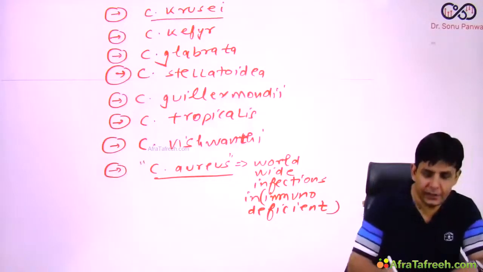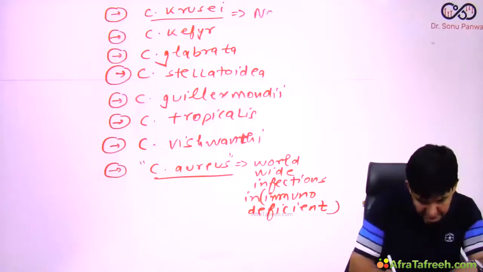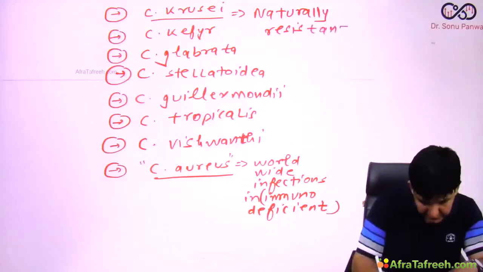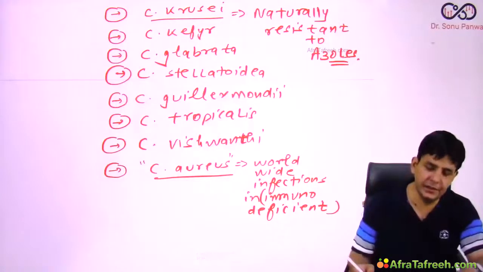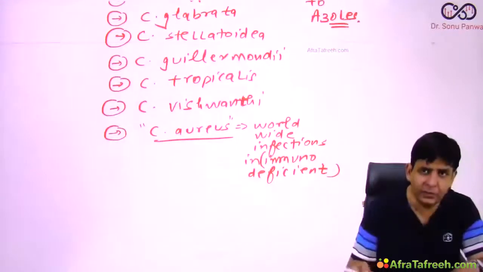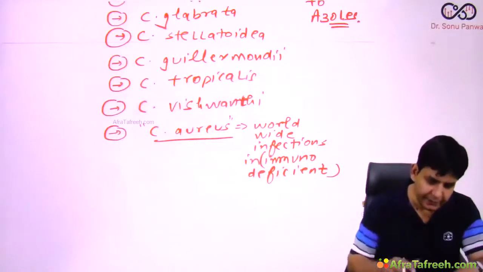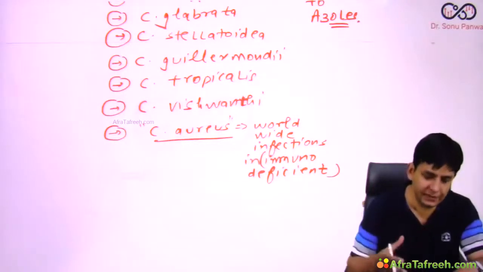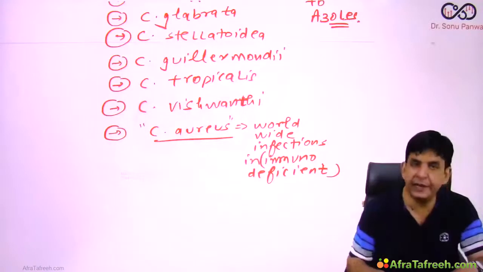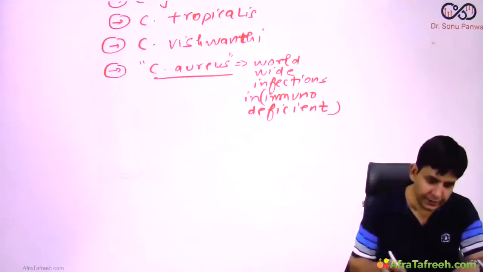Regarding the krusei, this particular fungus is naturally resistant to the azoles. So this you need to remember. This is naturally resistant to the azoles, like to the antifungals and all. And why are we concerned about them? Because in all of them, there is an increase in resistance against the antifungals. So that also need to remember.